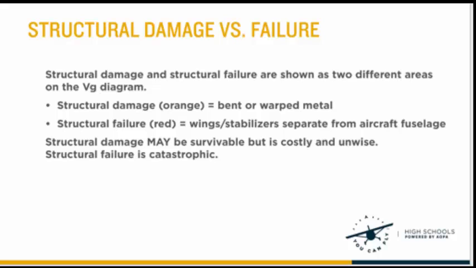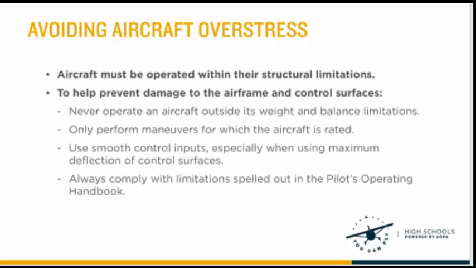So, just want to make sure you see that the structural damage is shown in orange and the structural failure is shown in red in that previous diagram. Structural damage describes when a component is bent or warped but can be repaired. When structural damage occurs, a pilot may be able to recover, but repairs will be costly. Structural failure is catastrophic, meaning you will probably not recover. An example could be a wing or a stabilizer separating from the airframe. That would be structural failure.